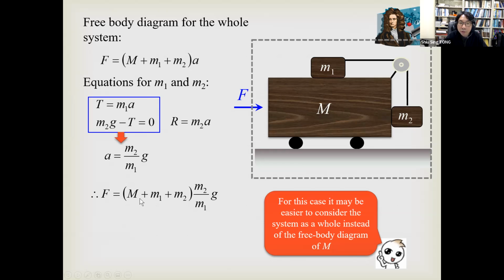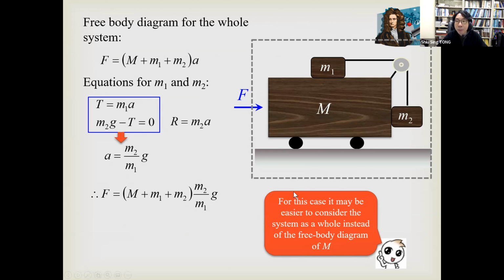So now I arrive at my answer. The force F is the sum of all masses multiplied by M2 over M1 times G. So this is my result. So I need such a force in order to maintain the free body moving together as a whole. Okay. Now in this case, we have applied Newton's second law to the free body as a whole, right?